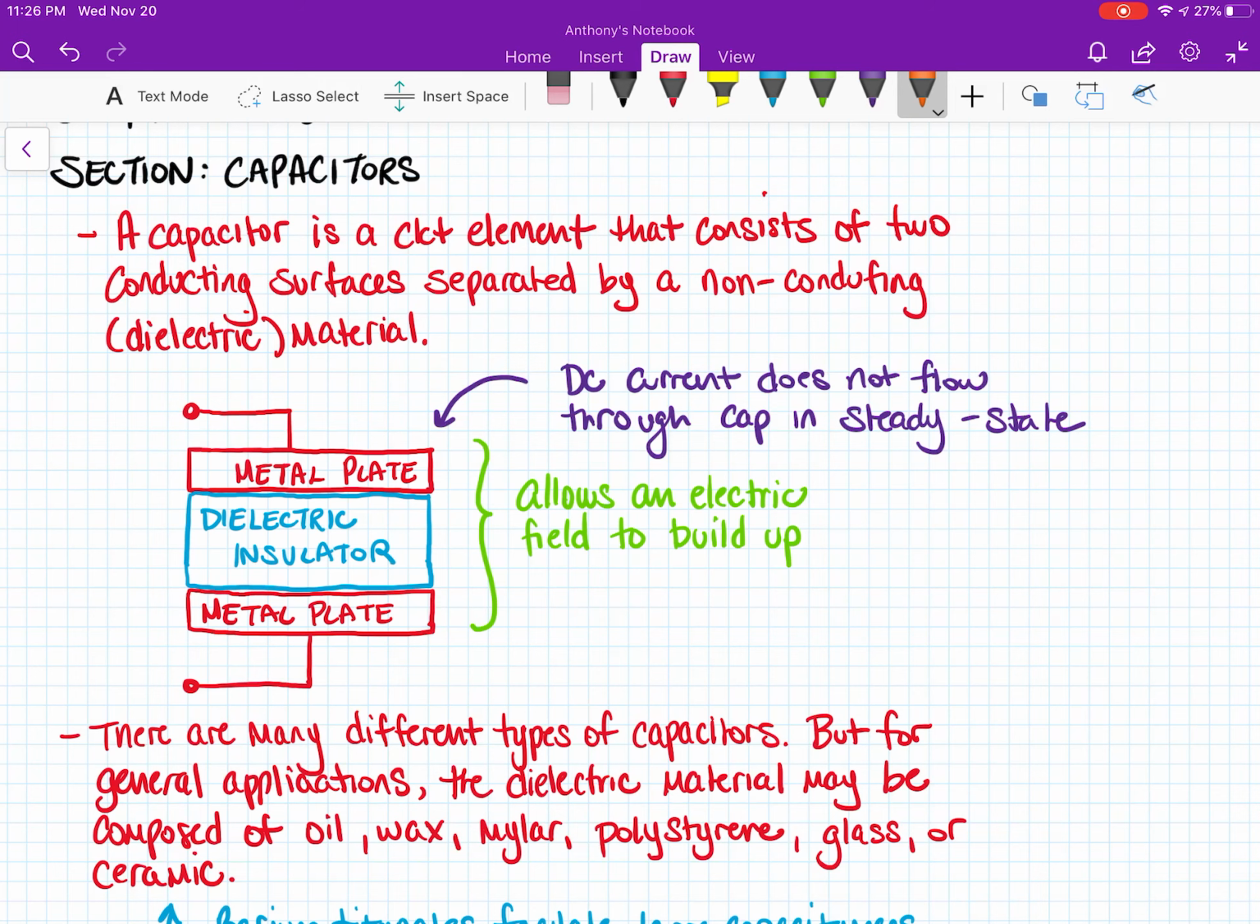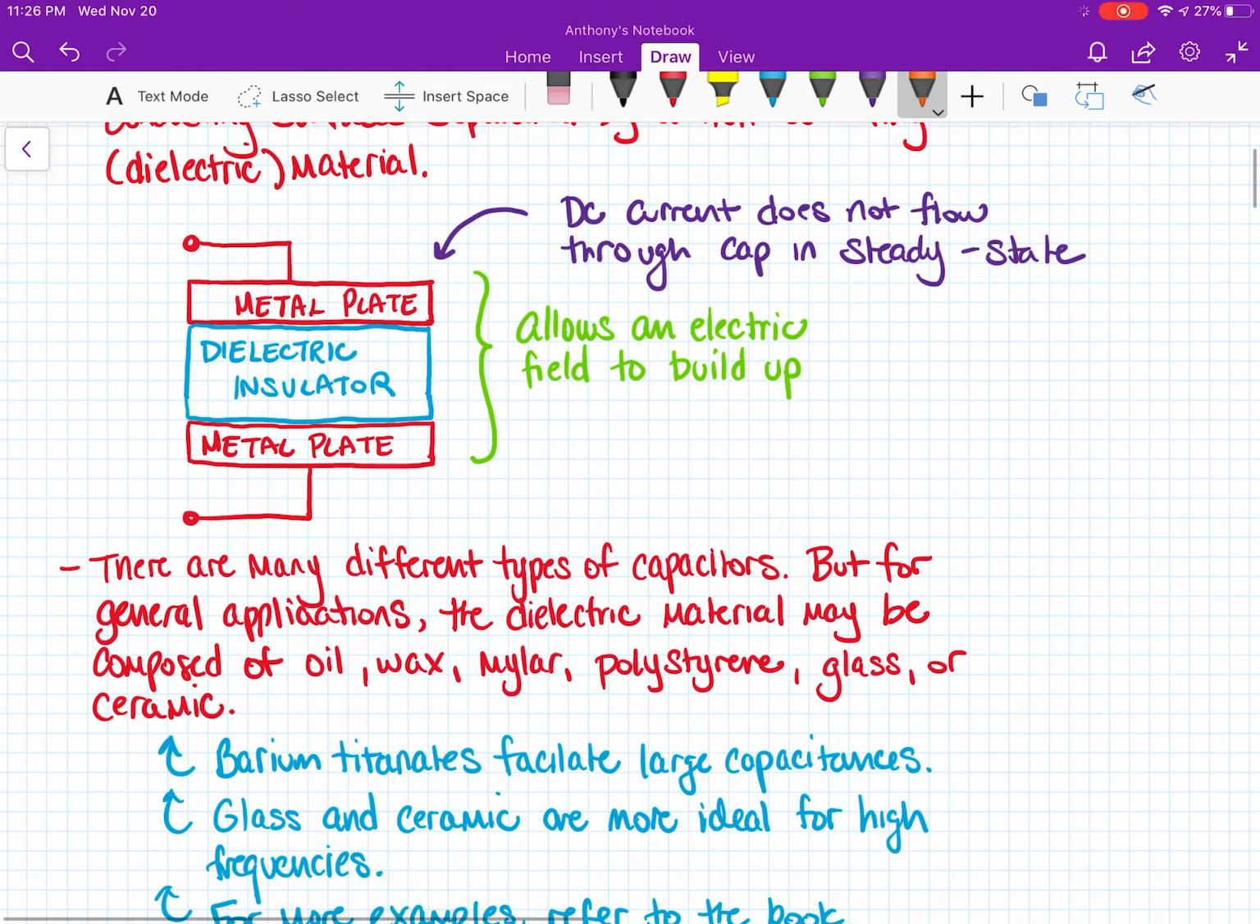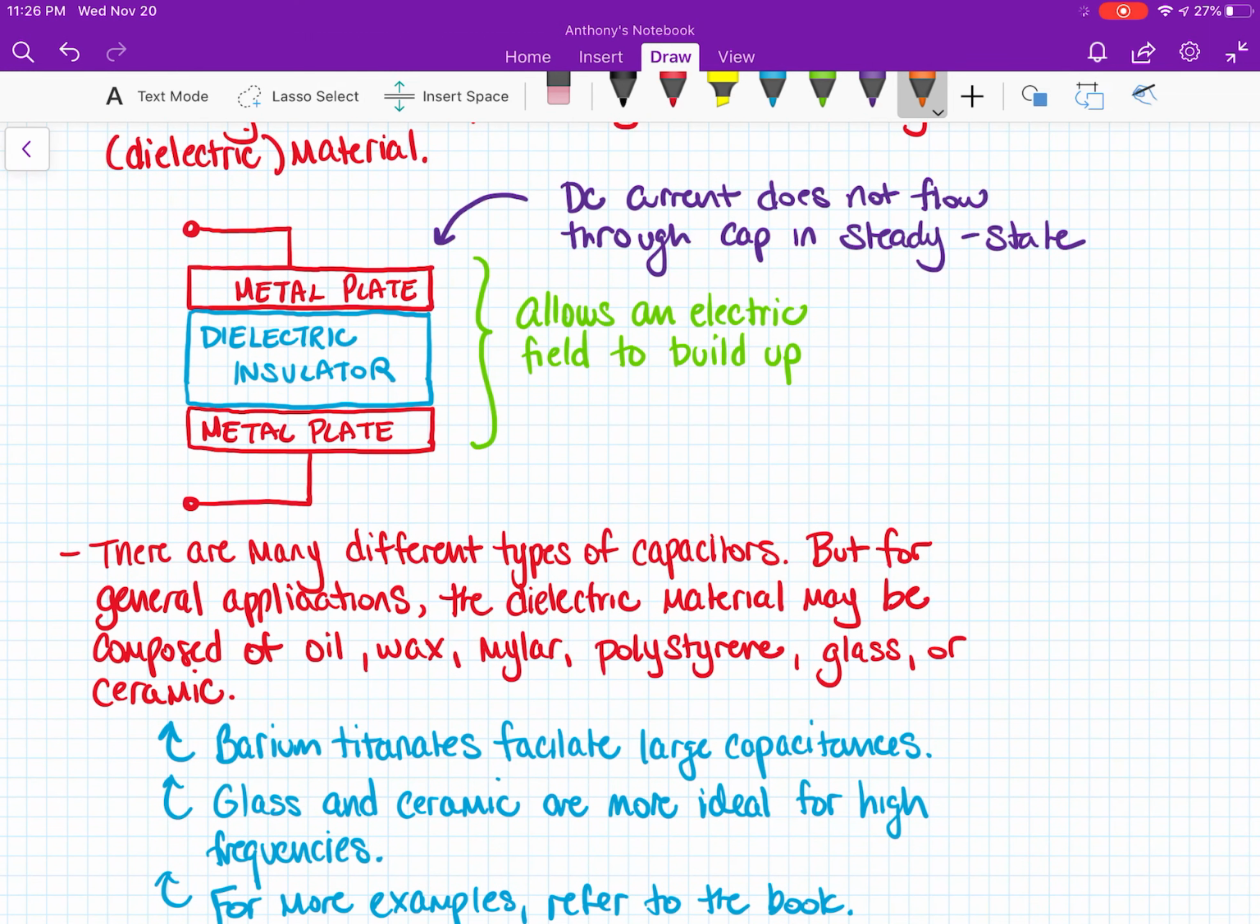We'll talk about this more later, but one of the interesting things about the capacitor is that DC current will not flow through the capacitor in steady state because there is no closed loop path for current to flow. And so the structure, which again we'll talk about more in a second, facilitates the buildup of an electric field between the two plates.